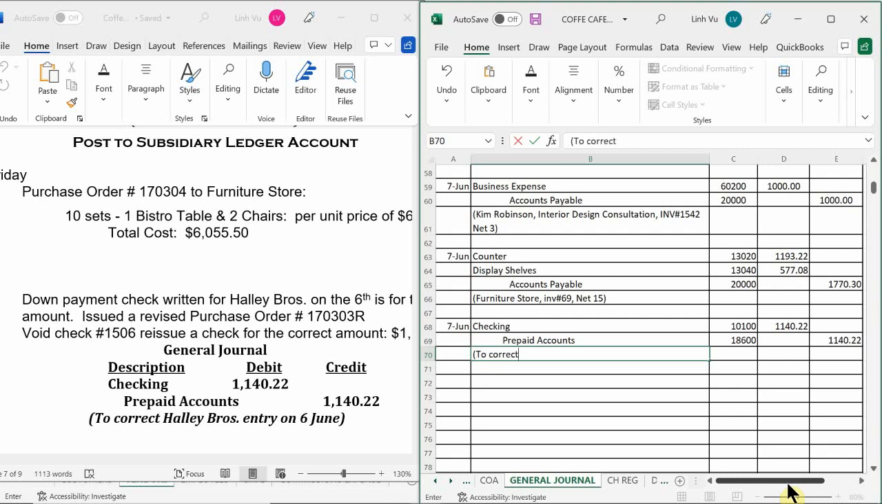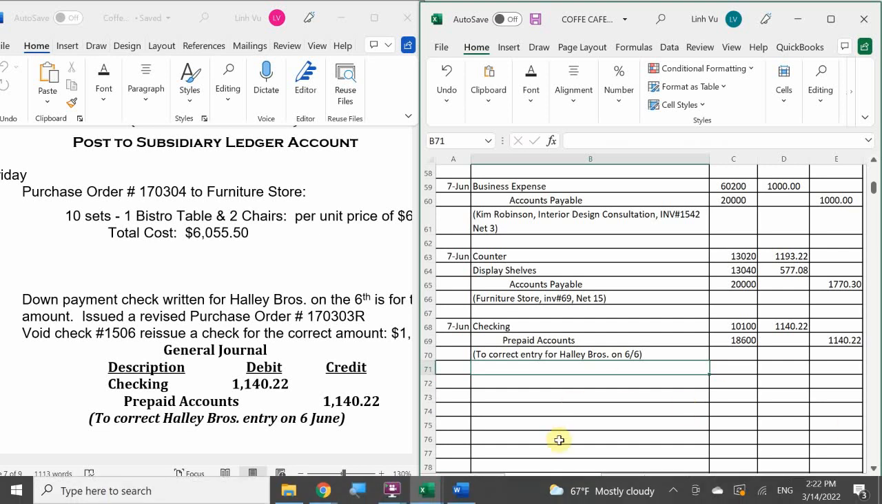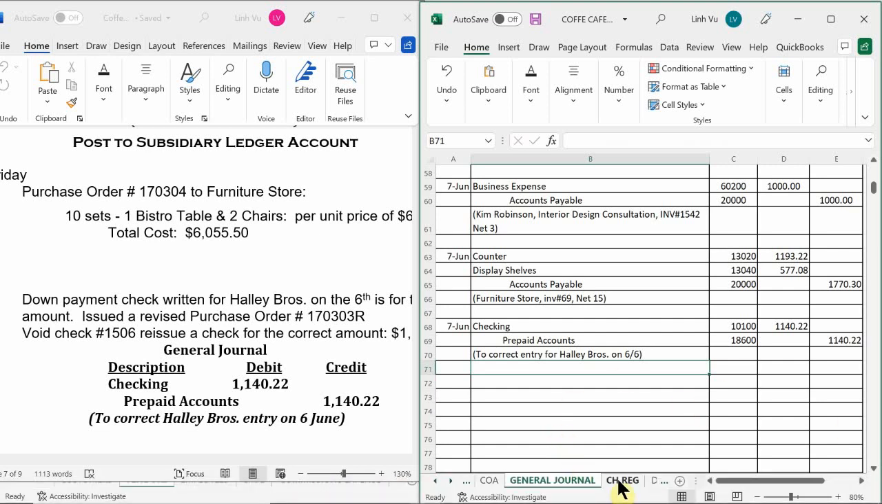To correct entry for Hallie Rose on June 6th. Okay? So now that I have this, rule of thumb here is we need to cancel a few things. We need to cancel first our check because we voided it.